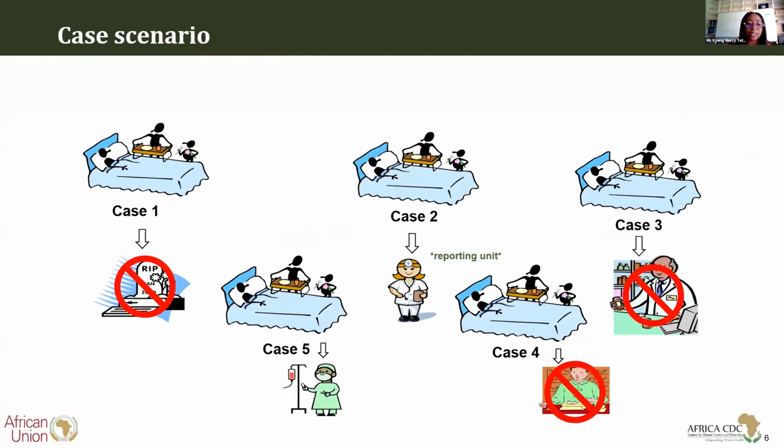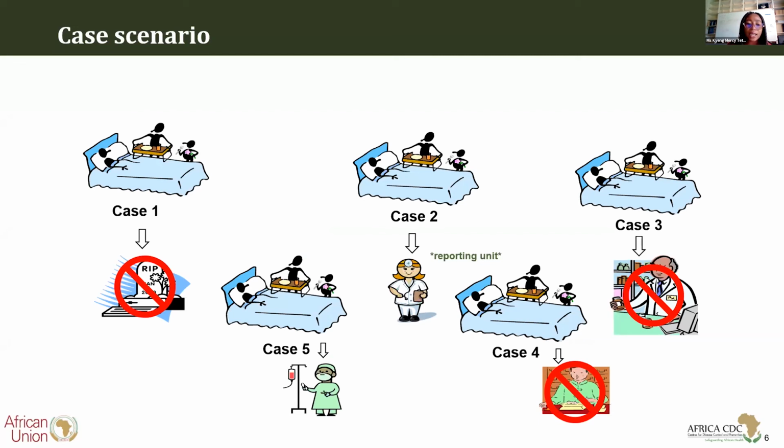Case 1, as you see, doesn't get medical help and dies at home. Case 2 goes to a clinician, say in a public facility. Case 3 goes to a local pharmacist and just gets medication for symptoms. Case 4 goes to a traditional healer, as it's the norm in Africa. And then case 5 goes to a private facility. And then you see all these different cases are within the same community.